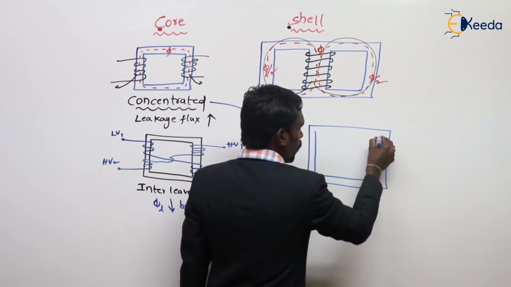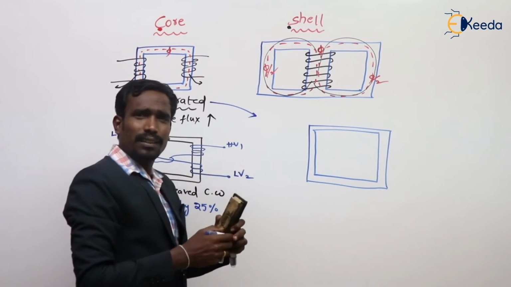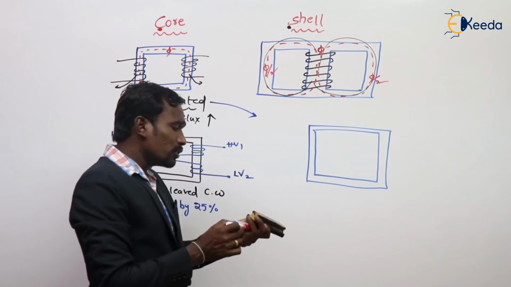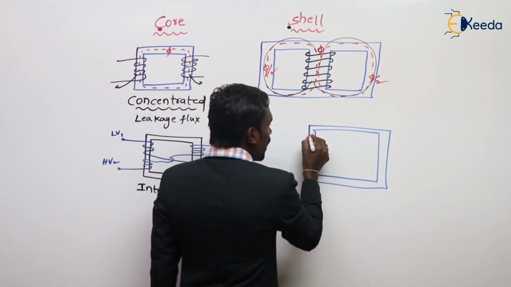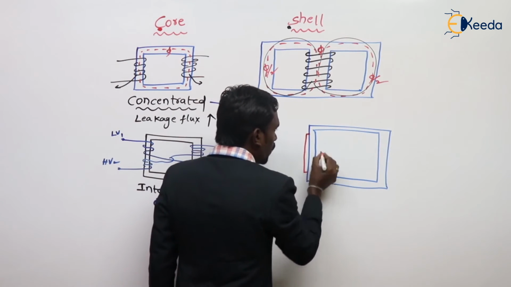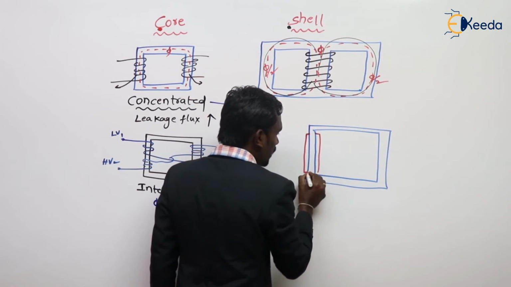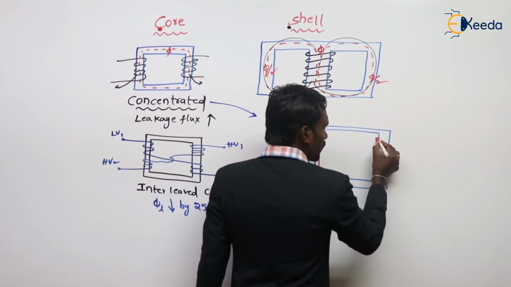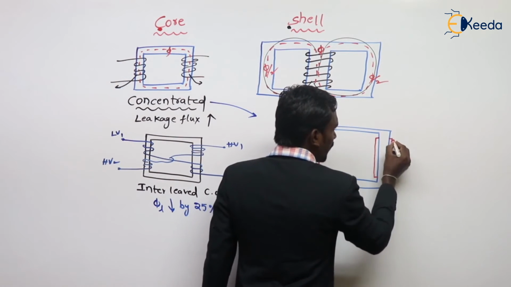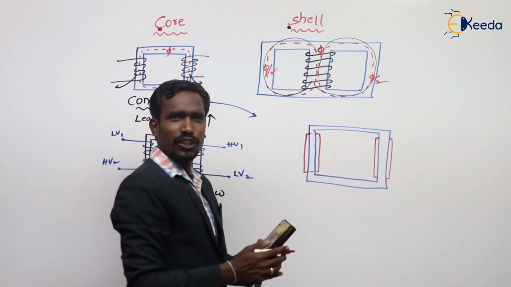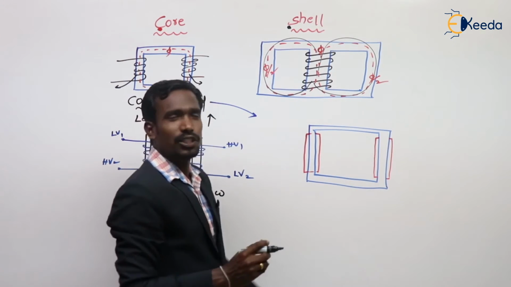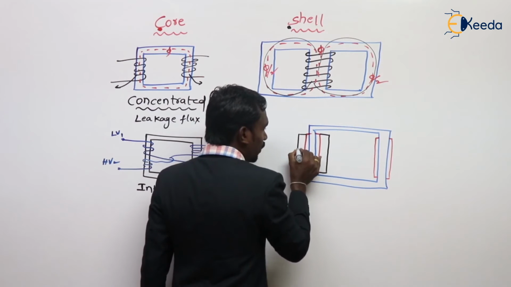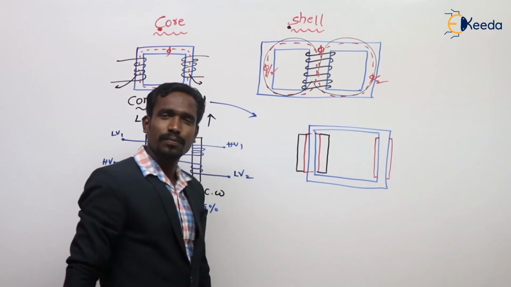This is my transformer core. We have to take a winding. So how can we take the winding? See here. First, we have to take the insulation around the core. This is the insulation on both sides. On both sides, separately, we have an insulation. Upon that insulation, we have to take the winding. Now, this is the winding over the insulation.